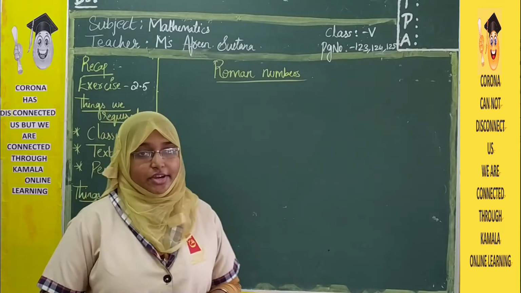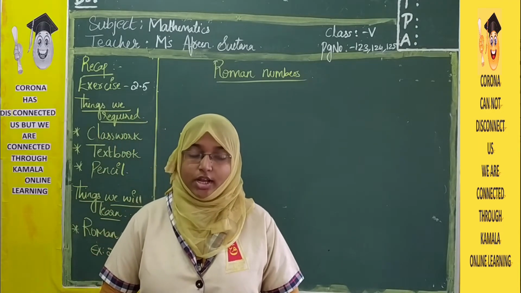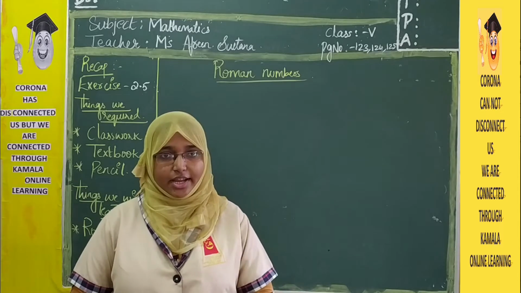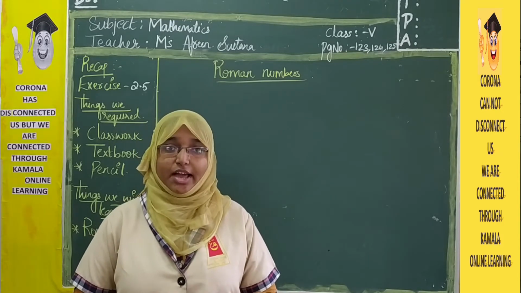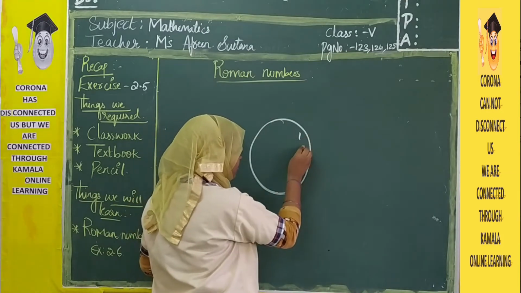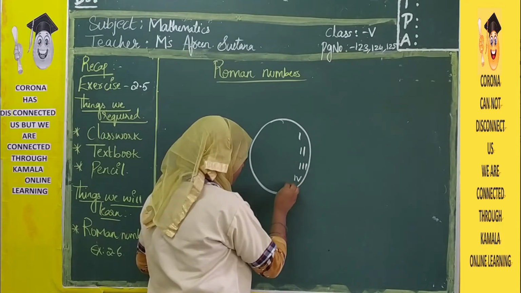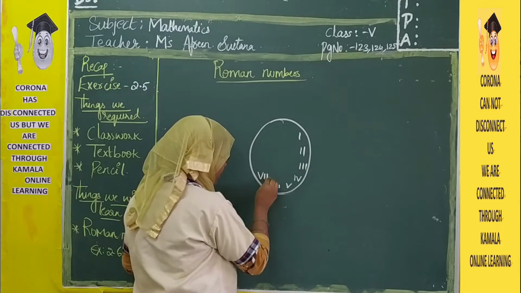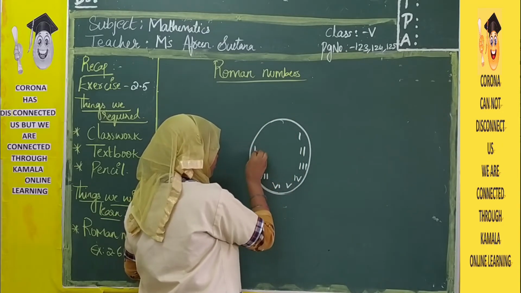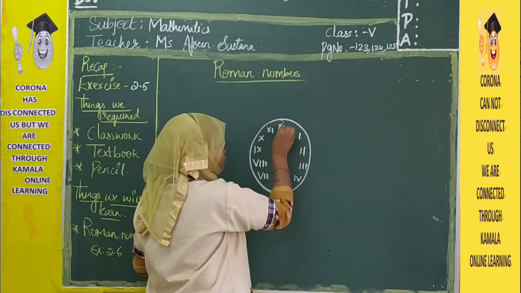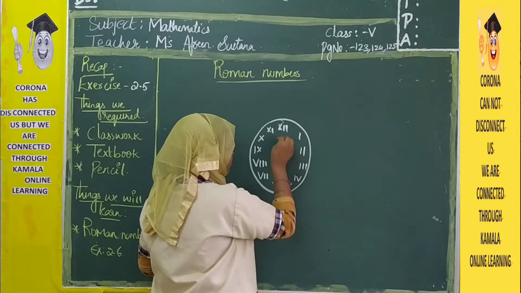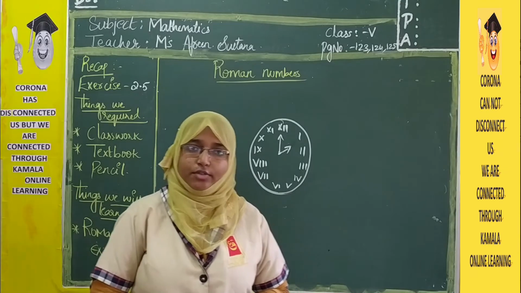Open page number 123. The concept is Roman numerals. What are Roman numerals? Roman numerals are special symbols that were used by ancient Romans. Even we have clocks, right? We do have clocks with Roman numbers, where the numbers are written in Roman. Even our class we have represented in Roman numbers, right? We have a clock of Roman numerals.